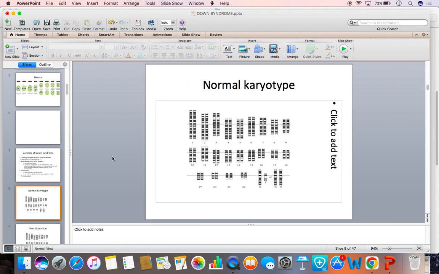Well, before you look into the abnormal karyotype, study the normal karyotype. This is the normal karyotype having 46 chromosomes. That is 23 pairs of chromosomes. This is 22. This is the X chromosomes. Okay.